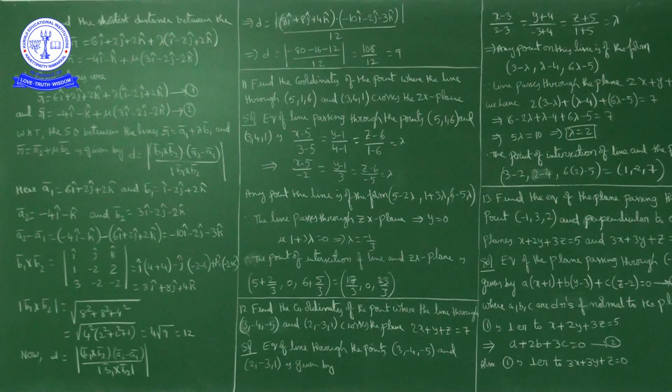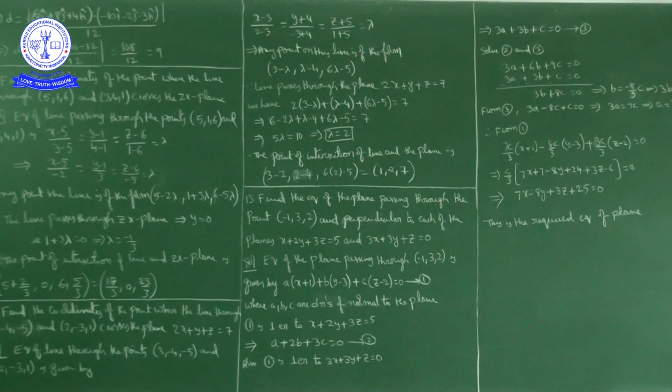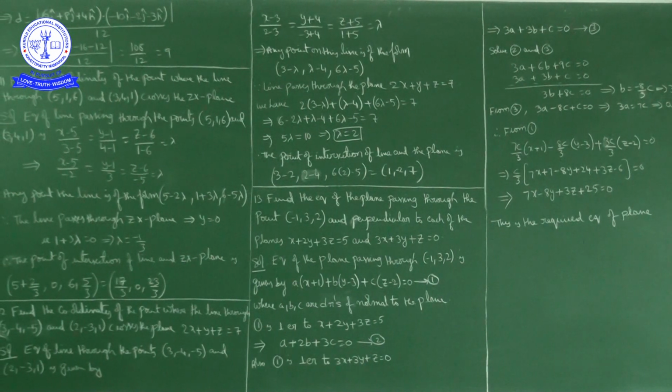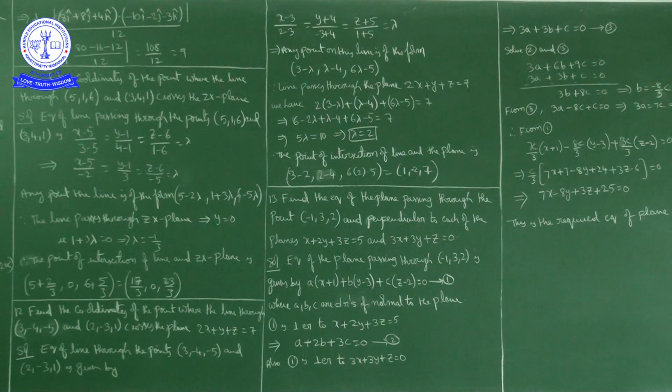Here z minus 6 by minus 5 is equal to lambda. So z minus 6 is equal to minus 5 lambda. Z is equal to 6 minus 5 lambda. So any point on this line is of the form x is equal to 5 minus 2 lambda, y is equal to 1 plus 3 lambda, and z is equal to 6 minus 5 lambda. So any point on this line is of the form 5 minus 2 lambda, 1 plus 3 lambda, 6 minus 5 lambda.